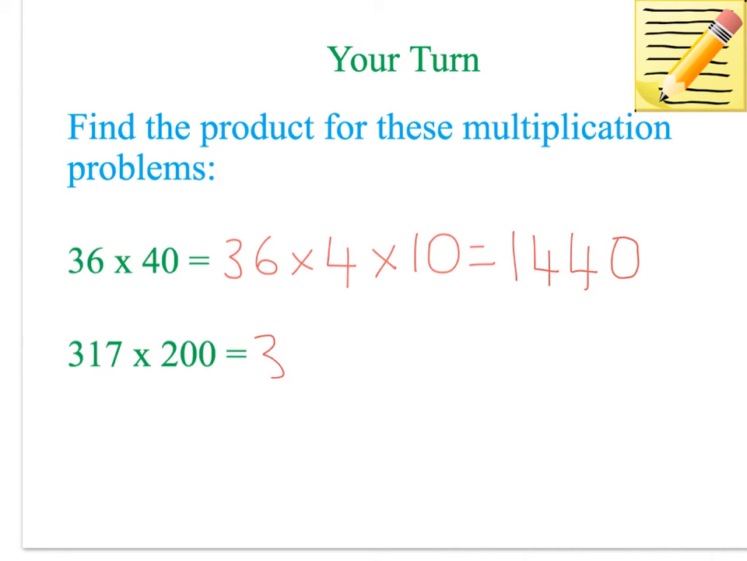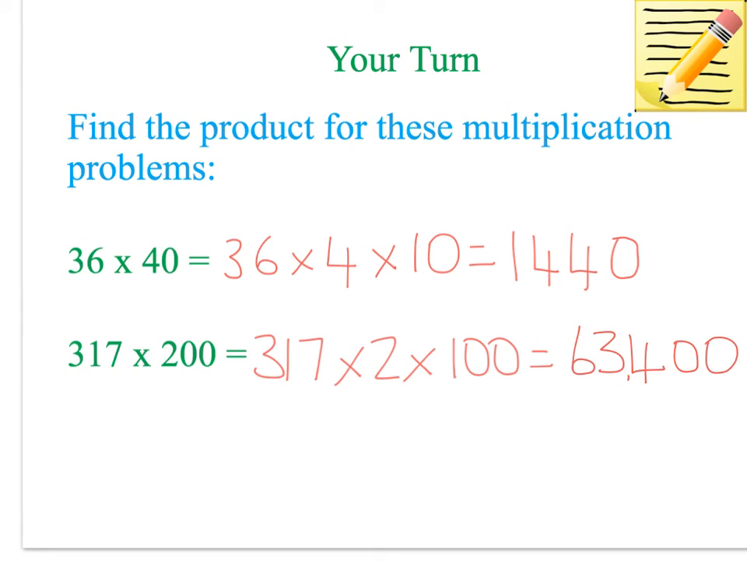So we have to do 317 times 2 and then times 100. So we need to work out what 2 times 317 is. That's 634. And we times it by 100, which means we're just adding 2 zeros on the end. So that's 63,400. I hope you got those answers correct.